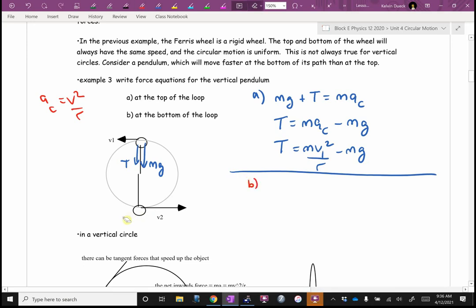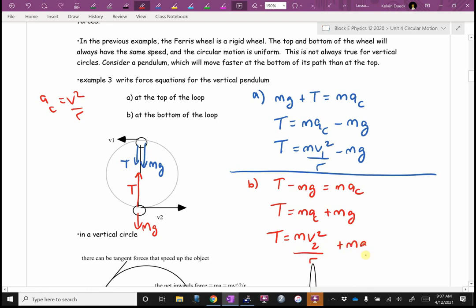B. What are the forces acting here? Get the obvious one. MG down. What else? Which way? Okay. Who's winning? Toward the center. So tension is going to be the winner. My equation is going to be winner minus loser equals MAC. If I get the tension by itself, it's going to be MAC plus MG, or MG plus MAC. In fact, it's going to be MV2 squared over R plus MG.